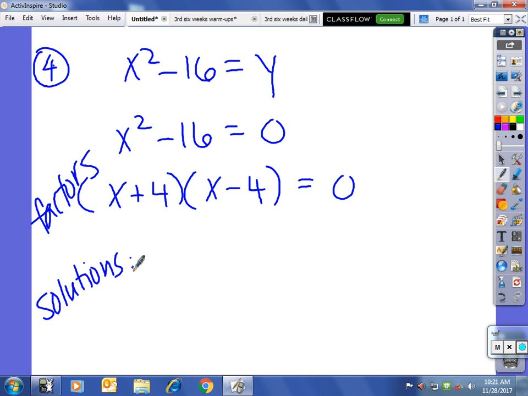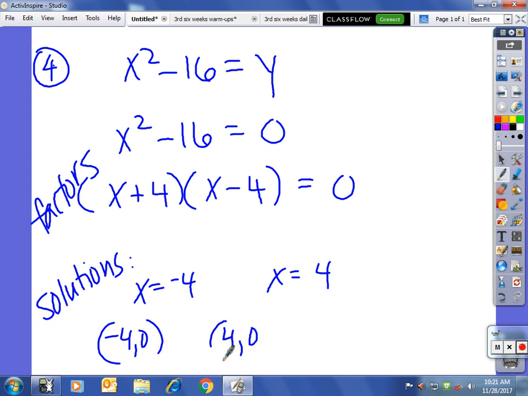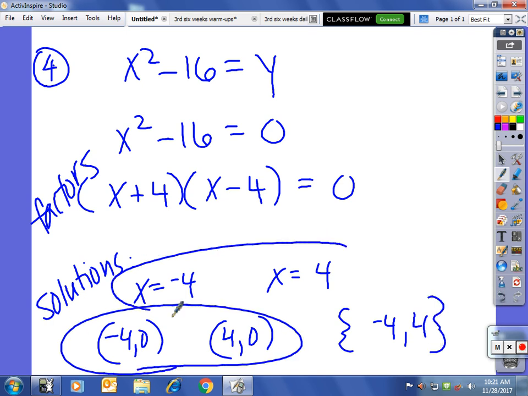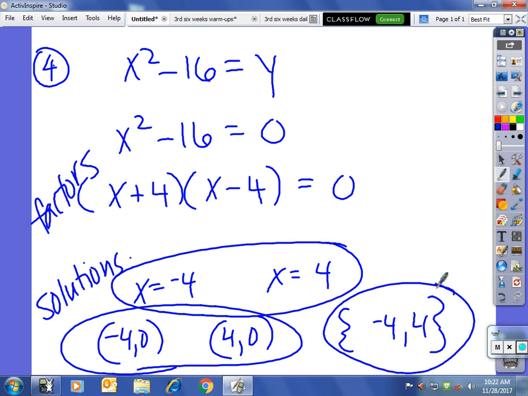What are my two solutions? Yes, so this should cross the x-axis at -4 and +4. Does it matter which way you write the answer? No. If you want to write it as two separate points, that's fine. If you want to write it as x equals, that's fine. If you want to write it in a set notation, that's fine too. Whatever way you like the most. I want you to understand, though, it could be shown all three different ways on a CBA.